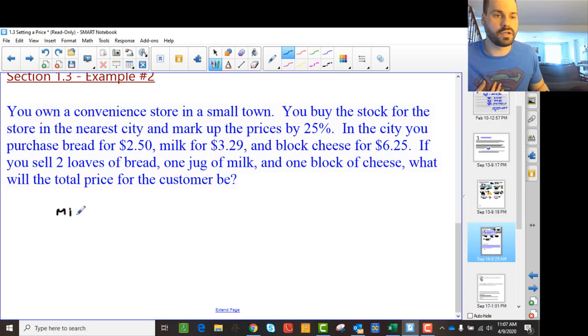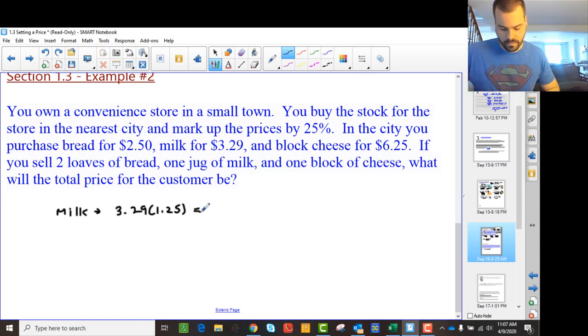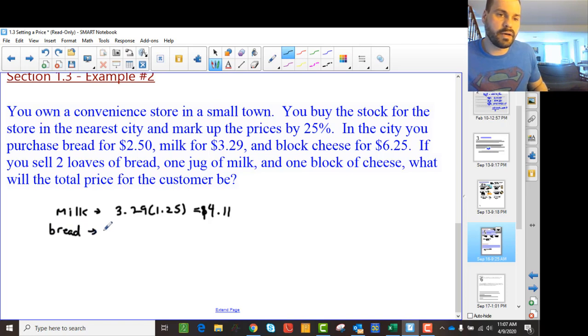So we'll start with the milk. The milk is going to get marked up by 25%, so it's $3.29 times 1.25. So we're going to sell that for $4.11. Okay. The bread, we're going to mark that up as well. So it's $2.50 right now. We're going to multiply it by 1.25, marking it up by 25%.